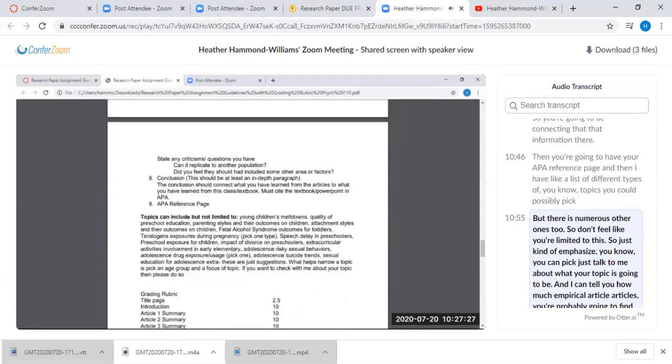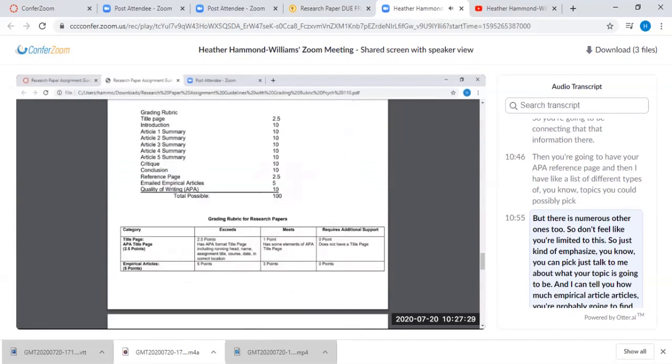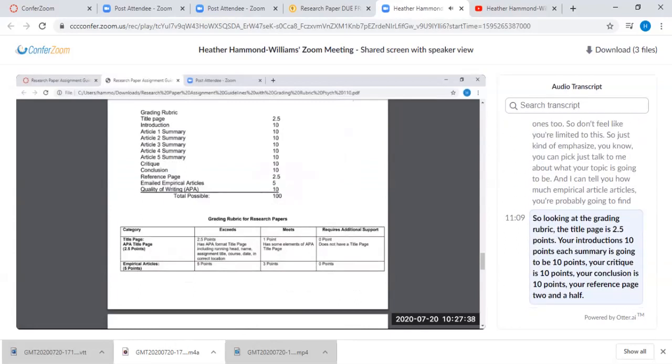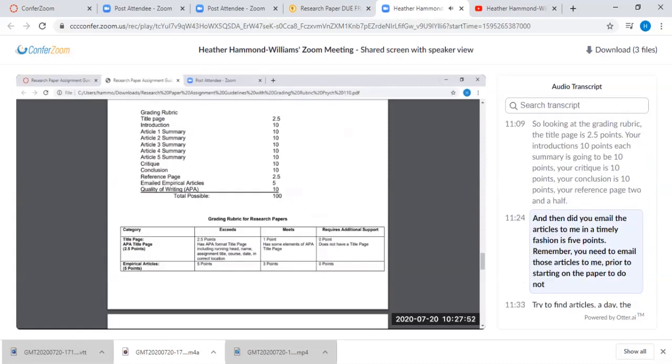Just talk to me about what your topic is going to be, and I can tell you how many empirical articles you're probably going to find. Looking at the grading rubric, the title page is 2.5 points, your introduction is 10 points, each summary is 10 points, your critique is 10 points, your conclusion is 10 points, your reference page is 2.5, and then emailing the articles to me in a timely fashion is 5 points.